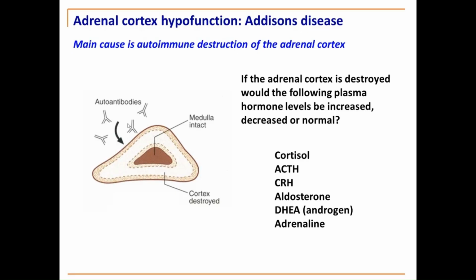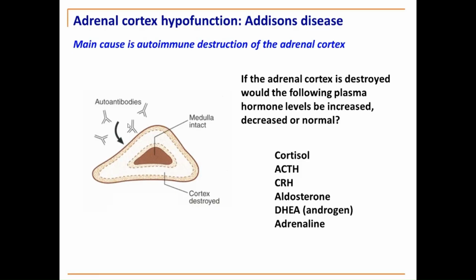And if the adrenal cortex is destroyed, what would happen to the following hormone levels? Would they be increased, decreased, or within the normal level? So remember, the adrenal medulla remains intact, and those autoantibodies destroy the adrenal cortex. So press pause and have a think about what will happen to each of these levels.